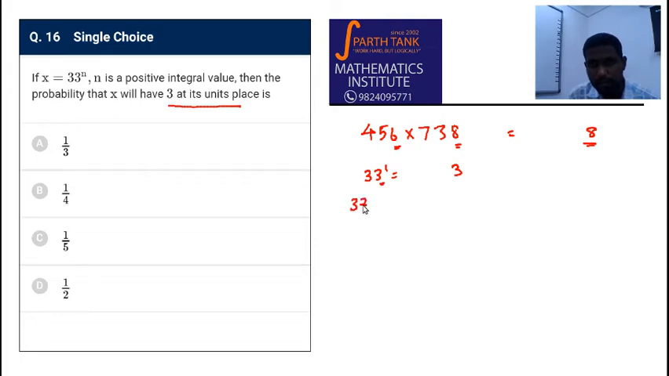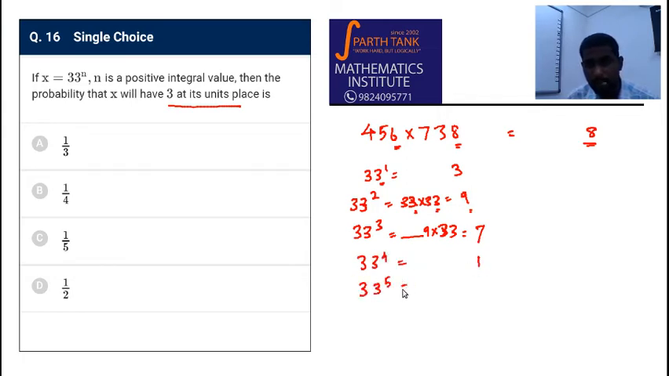Now, 33 raised to 2 is nothing but 33 into 33, and the units place will be 9. 3 3s are 9. Now, 33 cube will be some number ending with 9 into 33, because 33 square, you said, ends with 9. So this would be a number ending with 7. In the same way, 33 power 4 would end with 1. 33 power 5 would end with 3 again. 33 power 6 would end with 9. So you see this 3, 9, 7, 1 will start repeating here.